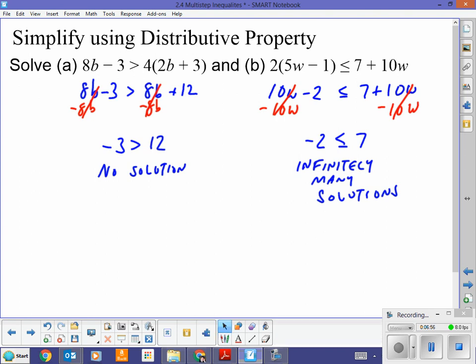Okay, and so we've covered distributive property and special cases in this case. And again, it's the same with equations. The variables cancel out the same on both sides, and the constants tell us whether or not we have no solution with a false statement or infinitely many solutions with a true statement.